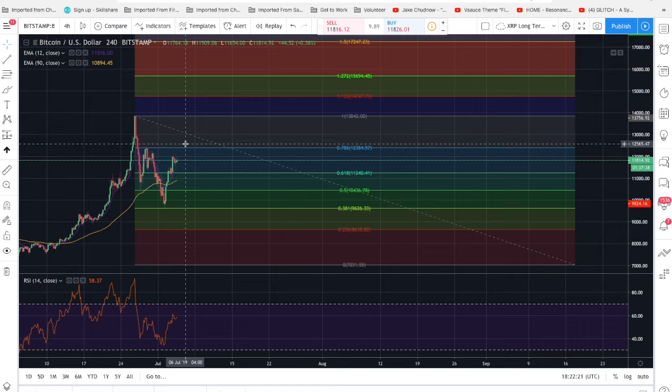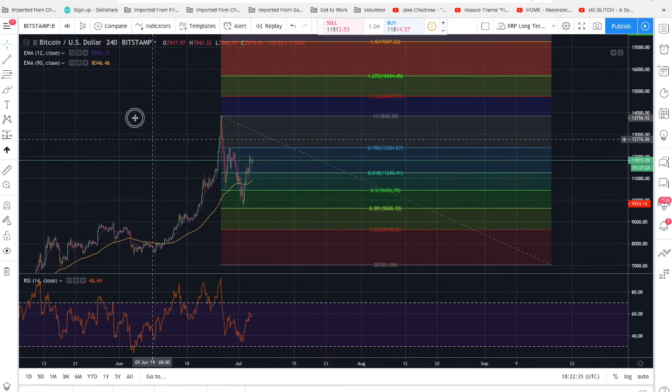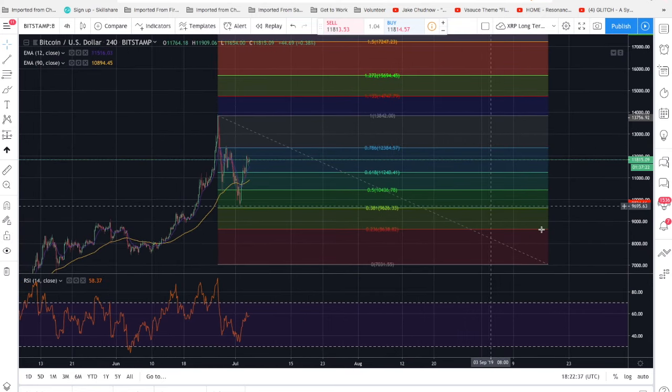And if we get a higher high, then I'm pretty confident in saying that we're going to continue a bull run. But if we don't, that might signal that we're going to be going back down to further consolidation and further retracement down below.